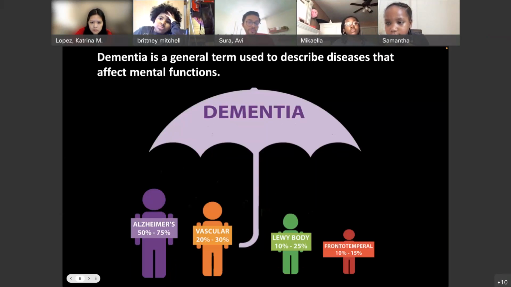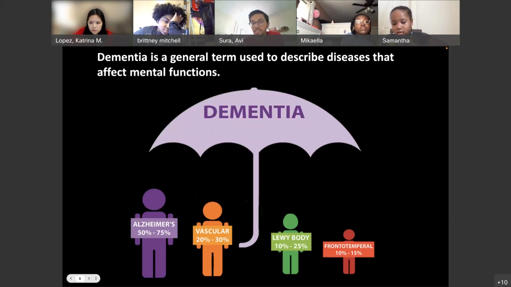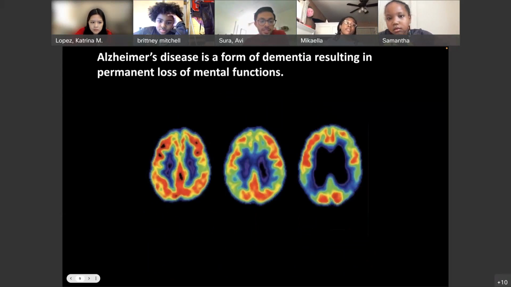The most common form of dementia is Alzheimer's disease. For those with Alzheimer's, which some of you probably have heard of before, it's characterized by memory loss. Dementia can affect many other different types of cognitive functions, though, aside from memory, including our emotions, our decision making, how we talk, our reasoning, and how we move or our motor skills. Alzheimer's disease, like I said, is the most common form of dementia, which results in a permanent loss of memories and mental functions.